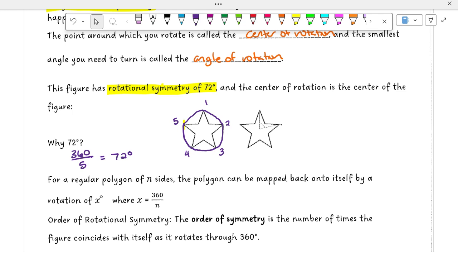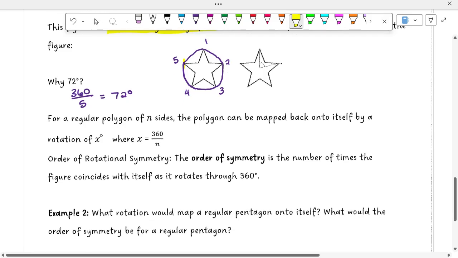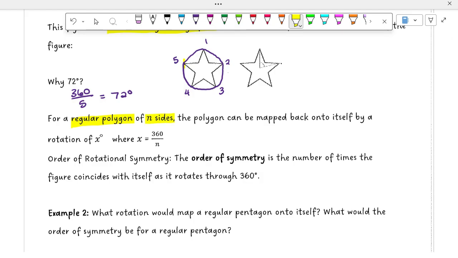So for any regular polygon, remember that means same sides, congruent angles, if it has n sides, whatever number of sides it has, the polygon can be mapped back onto itself by a rotation of x degrees. And the way we find it is we just do 360 divided by the number of sides, and that gives us our angle of rotation.